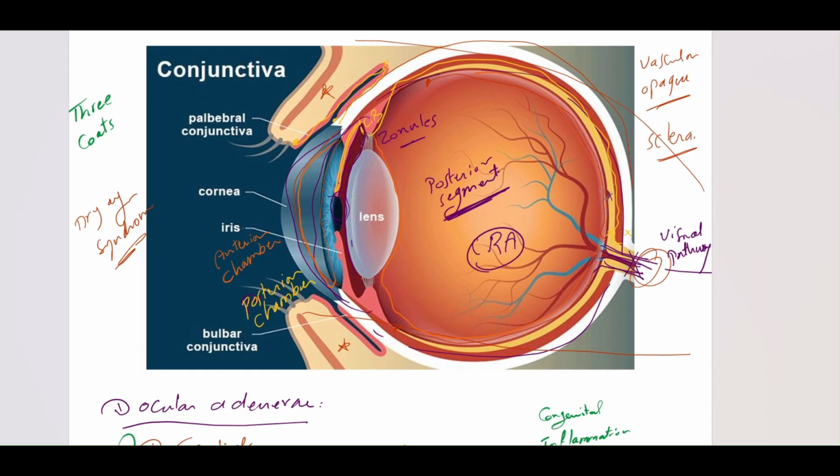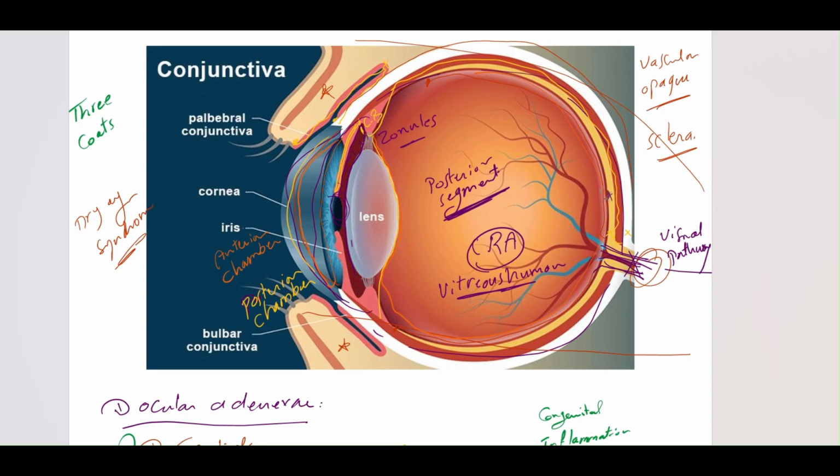Anterior chamber and posterior chamber collectively are called the anterior segment. So the anterior segment is the part from the posterior surface of the lens to the anterior surface of the cornea. The posterior segment is the part from the posterior surface of the lens to the back of the eye, including the retina and the choroid. The posterior segment is stuffed with what's called the vitreous humor. Vitreous humor is like the jelly of the eye, and it helps the nutrition of the ocular structures and gives the eyeball its shape.